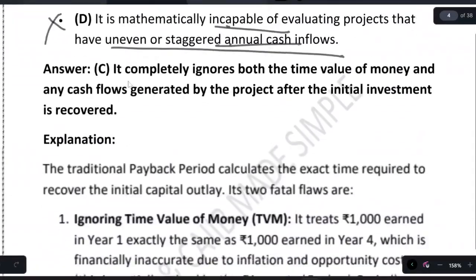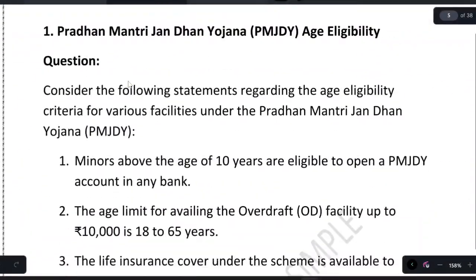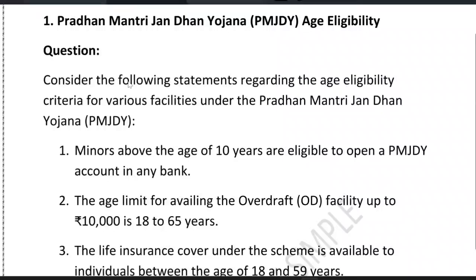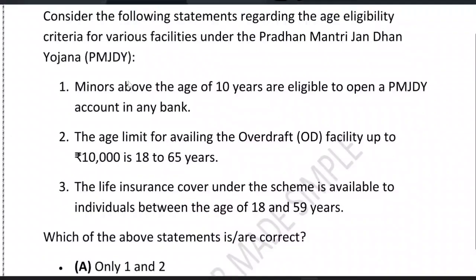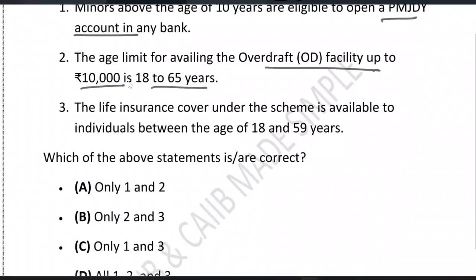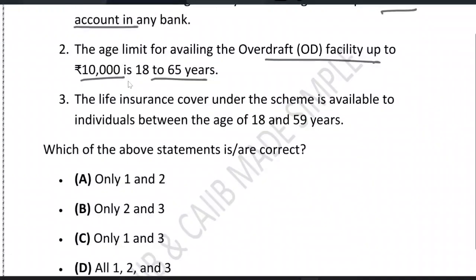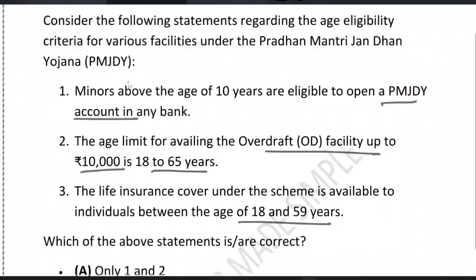Now, friends, have a look at the next question that we have. The next question is regarding the Pradhan Mantri Jan Dhan Yojana age eligibility. Basically, the question is: consider the following statements regarding the age eligibility criteria for the various facilities under the Jan Dhan Yojana. Option A says that minors above the age of 10 years are eligible to open a PMJDY account in any bank. B says that the age limit for availing the OD facility up to 10,000 rupees is 18 to 65 years. The third option says that the life insurance cover under the scheme is available to individuals between the age of 18 and 59 years. The options given are 1 and 2, 2 and 3, 1 and 3, and 1, 2 and 3. These are the four options they have provided.